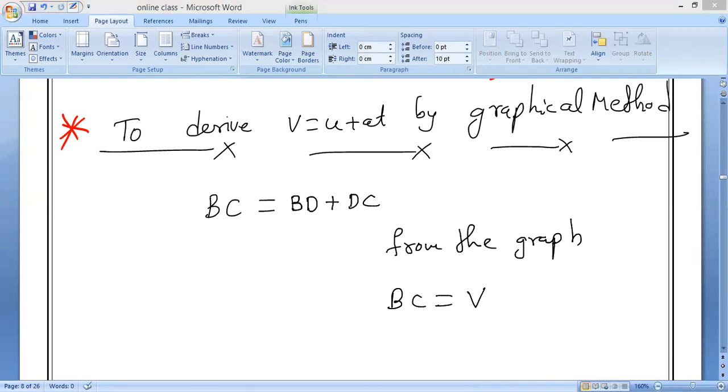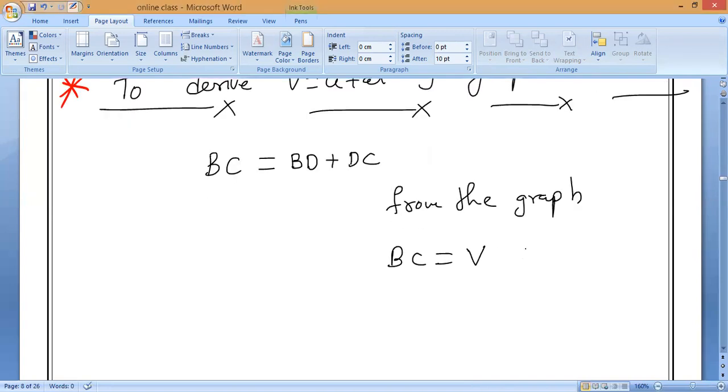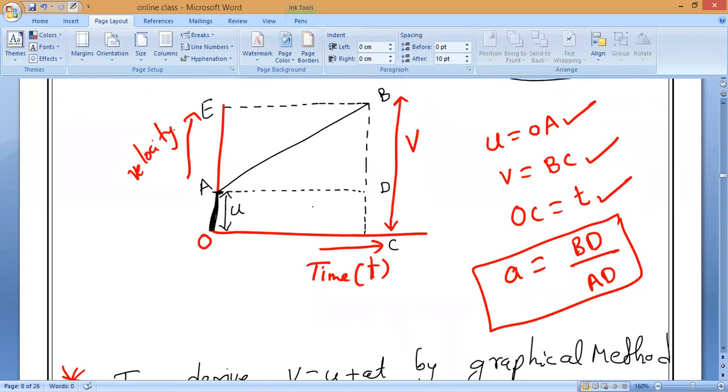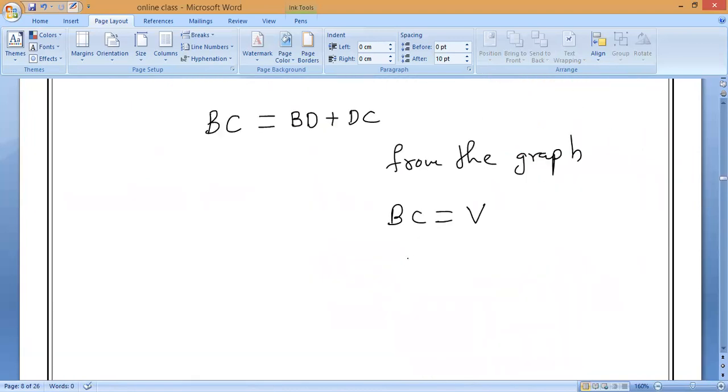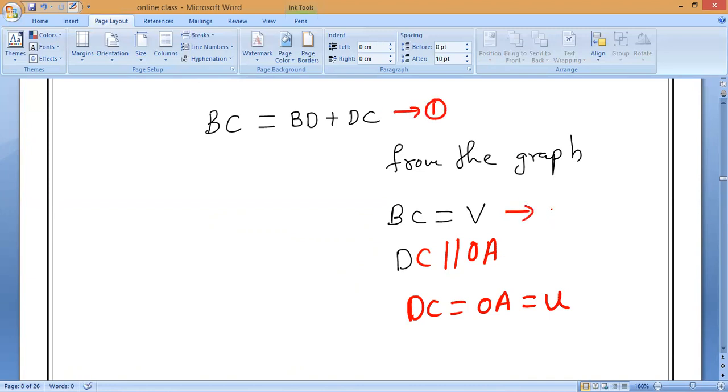And next, DC. If you look into the graph, tell me, DC is parallel to whom? OA. So can I write OA in place of DC? Yes or no, everybody? DC is parallel to OA, so I can write OA instead of DC. OA means what? Initial velocity. So let me take this as equation 1, this as equation 2, and this as equation 3.